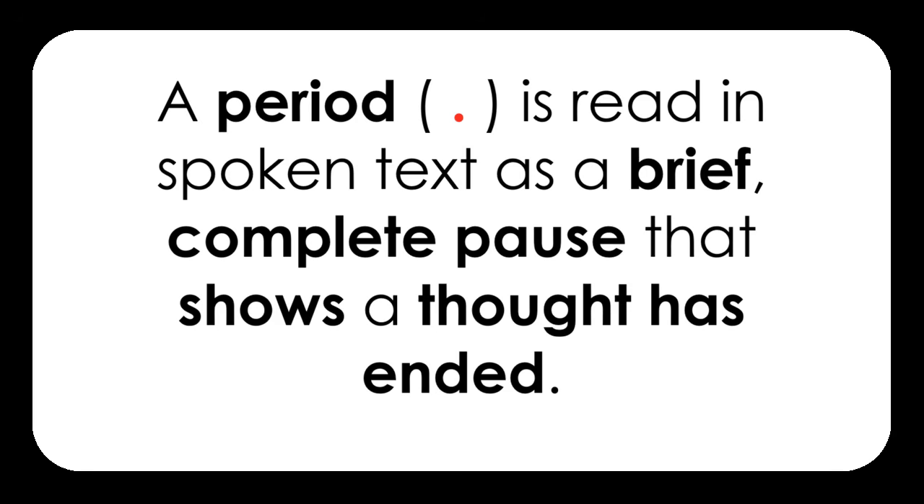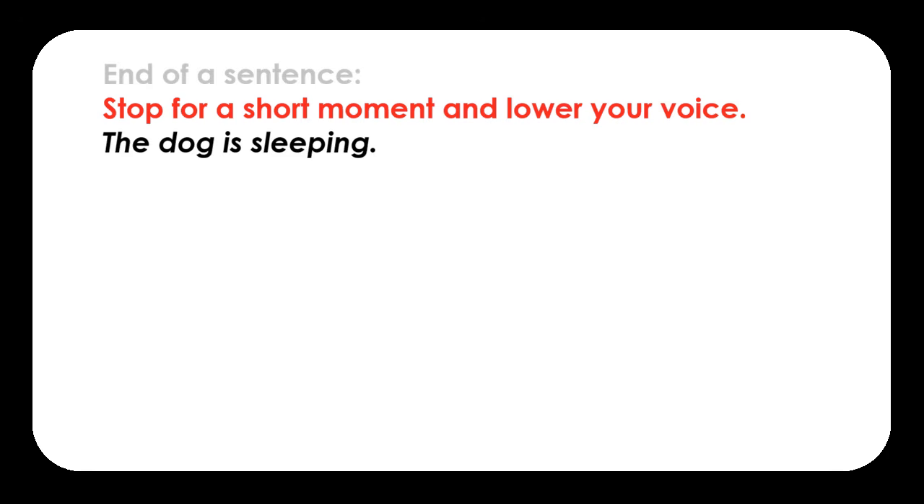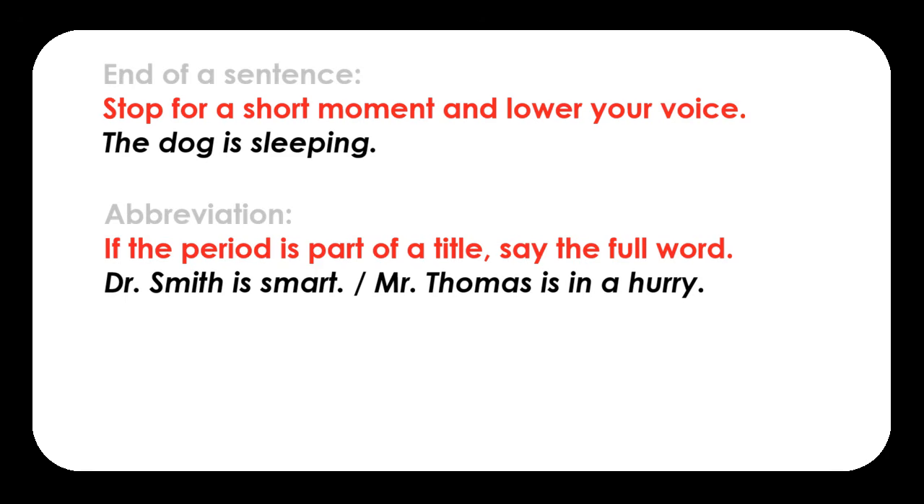A period is read in spoken text as a brief, complete pause that shows a thought has ended. At the end of a sentence, the reader stops for a short moment and lowers their voice. For example, the dog is sleeping. In the case of abbreviations, if the period is part of a title, the reader says the full word. For example, Dr. Smith is smart. Or, Mr. Thomas is in a hurry.